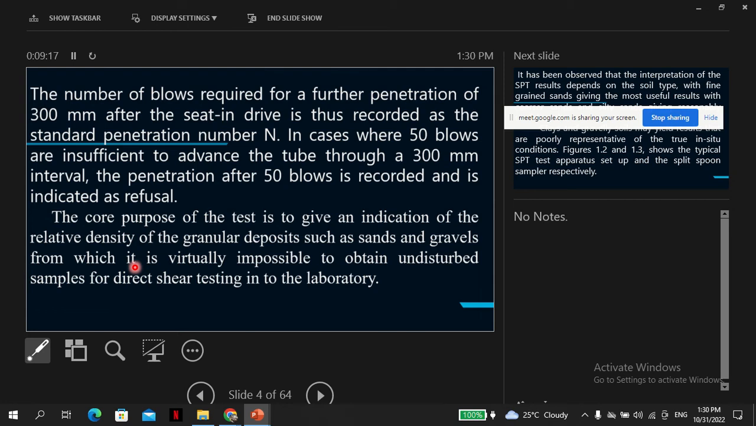It is virtually impossible to obtain undisturbed samples for direct testing in the laboratory. For clay, you can obtain undisturbed samples. For sands and silt, they have no cohesion, so that's a difficult thing to do. Well, with some advancement, you can apply some vacuum. There are some mechanisms you can use to collect the sample for testing.